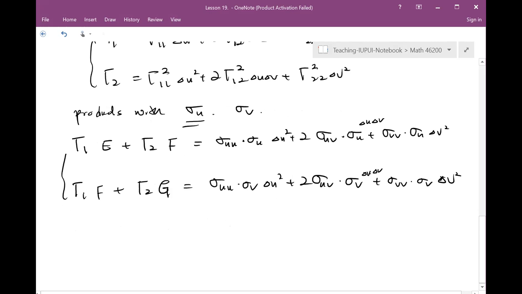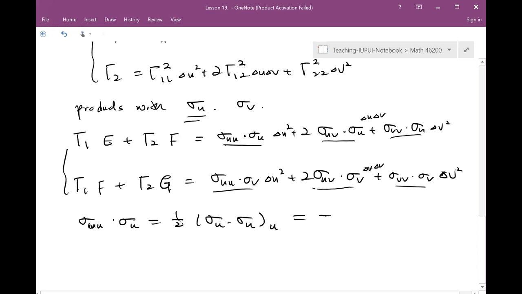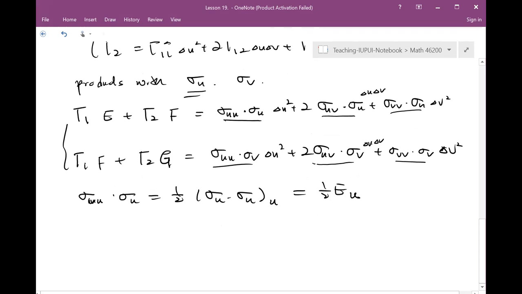Okay. So we were trying to solve for gamma 1, gamma 2. All I have to do is express these coefficients. Now, how do I express this coefficient? Let's calculate sigma UU dot sigma U. This is half of sigma U dot sigma U derivative, so it's half of E, the partial derivative of E with respect to U.